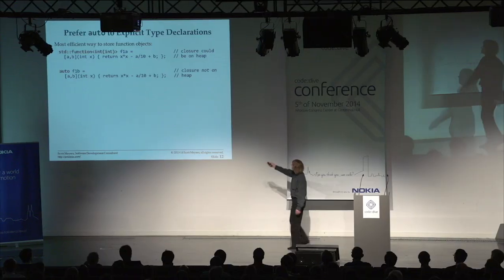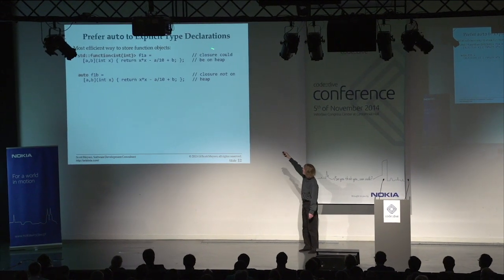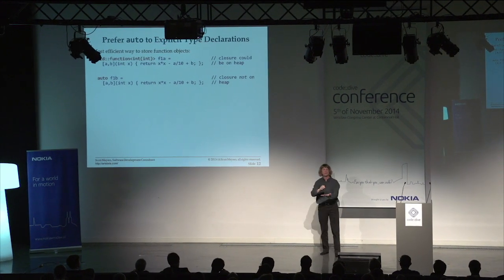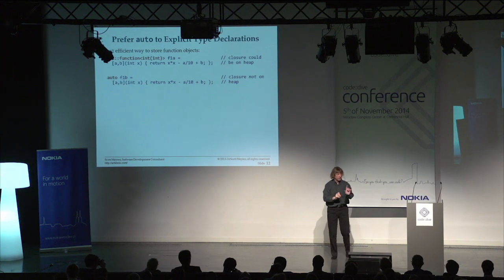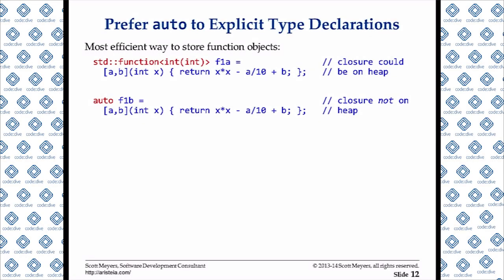But from our perspective, what's interesting is that the result of this lambda expression is a closure, and that closure could be on the heap, and it will be on the heap if the amount of storage necessary to store, in this case, A and B, exceeds the amount of storage that is available inside a standard function object, which in general is highly likely. All of which is a careful, long-winded way of saying this probably dynamically allocates memory.